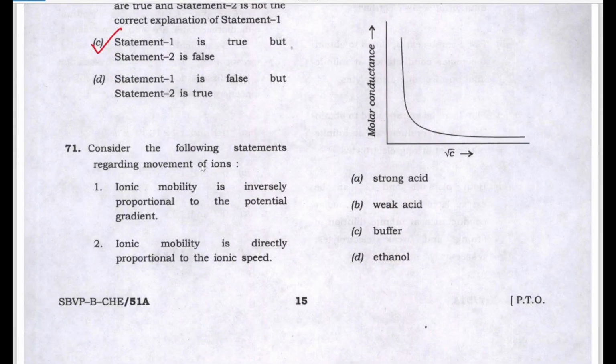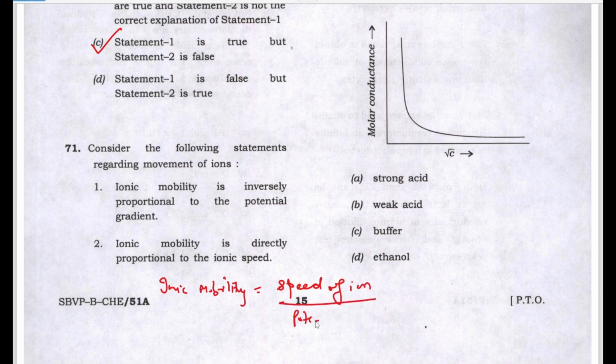In the next case, consider the following statements regarding movement of the ions. First, ionic mobility is inversely proportional to potential gradient. Ionic mobility is equal to speed of ion divided by potential gradient. Clear? So the first statement, that ionic mobility is inversely proportional to potential gradient, is a correct statement. Ionic mobility is directly proportional to ionic speed. This is also a correct statement.